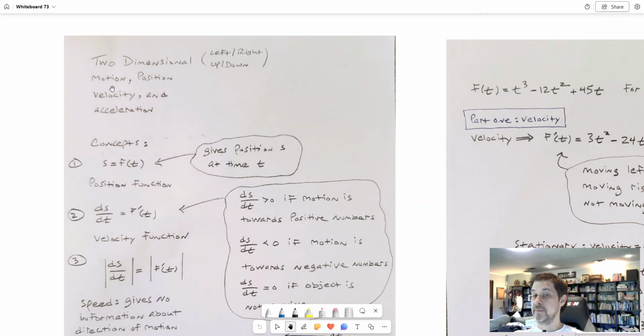Now this is two-dimensional motion. So the motion will be left and right, or up and down, or any two-dimensional axis. It doesn't have to be vertical or horizontal. It can be in any orientation, but there'll just be two directions. Okay.